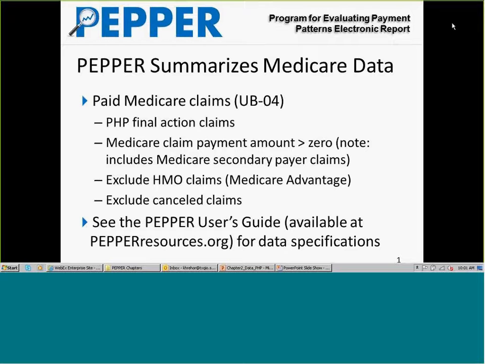I would encourage you to take a look at the PEPR User's Guide, which is available on pepperresources.org for the data specifications related to these criteria. And it is important for you to consider these inclusion criteria as well as the target area numerator-denominator definition if you are attempting to identify your episodes that are summarized in your PHP PEPR.